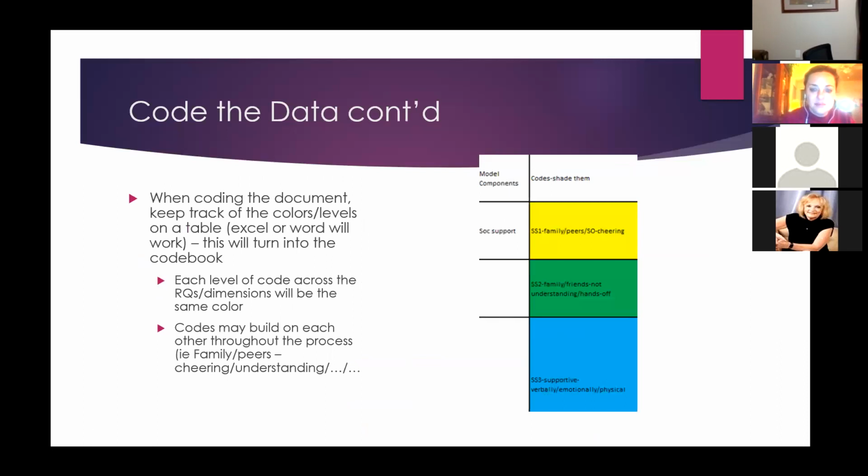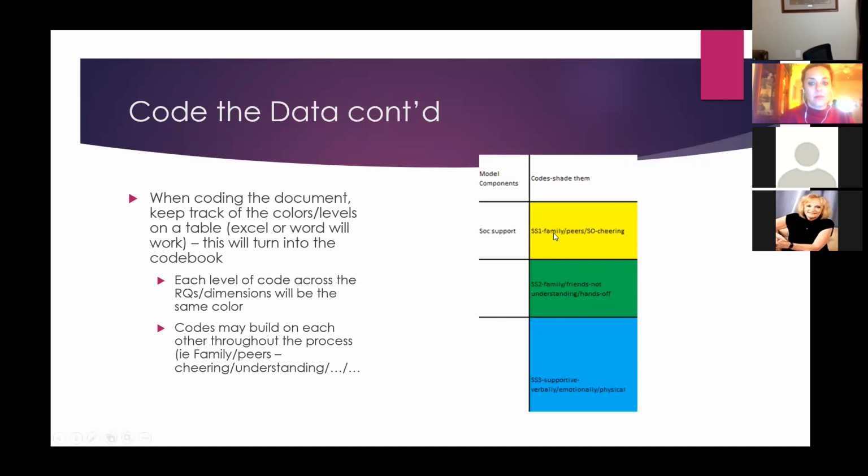So when I was coding the data, I started creating my code book, and I used a table. I'm really good in Excel in terms of tables, and so I use that. You can use Word. You can even handwrite them down until you're ready to input them, whatever works best for you. But one of the things that you'll want to do is just make sure that you're tracking them. And you may reuse codes. You may build upon the codes.